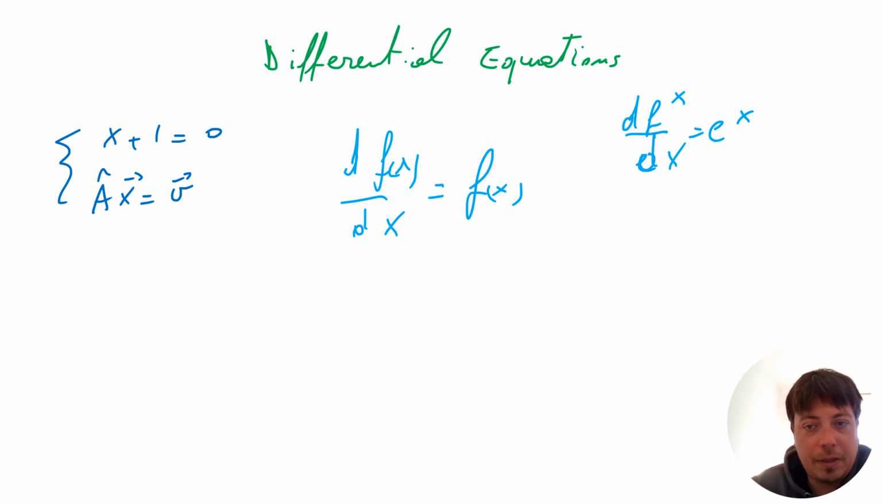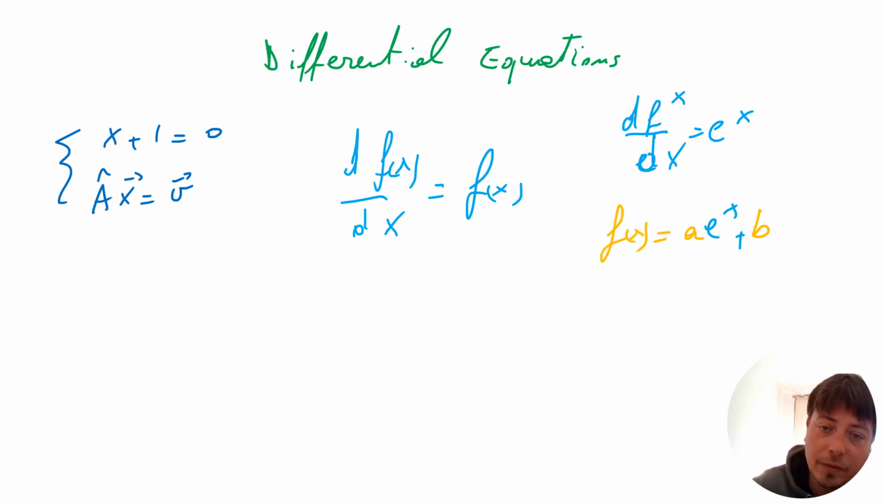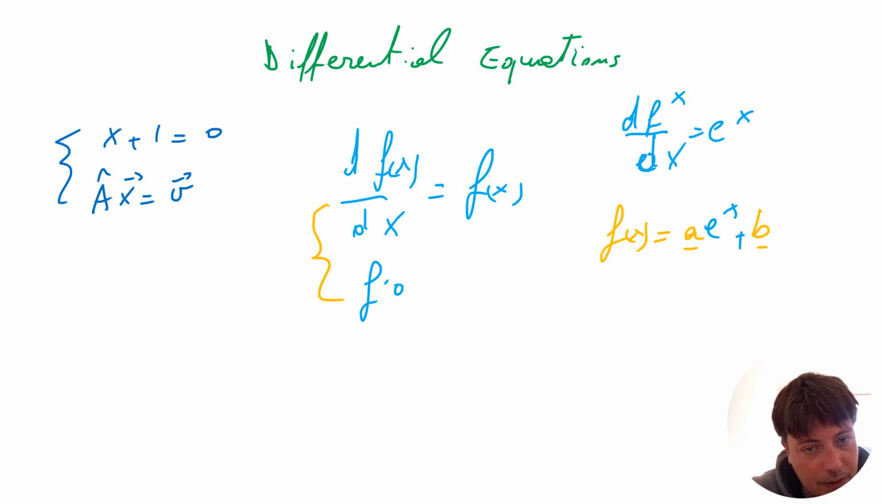But I want to be more specific, because if you add a constant to e to the x, if you add a number b, this still remains the same. If you differentiate and you call this g f of x, when you take the derivative of this function you get the same function again, provided that you give some specific value to these two numbers. So that's why, for example, we can fix f in 0 and we want it to be 1.